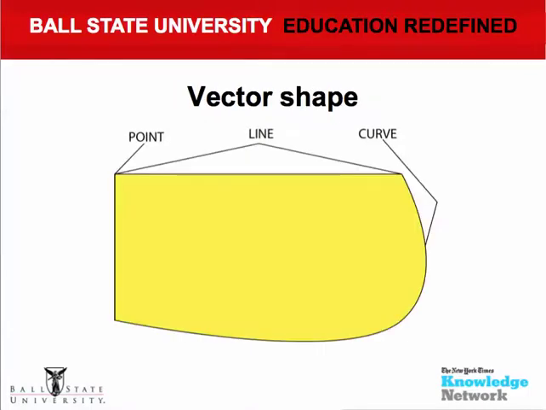So here we have a shape made up of points, curves, and lines. It's a simple shape. It has points in 3 corners, 2 lines, and a curve. If you create 2 points and connect them, you've created a line. If you create 3 points and connect them, you've created a shape.